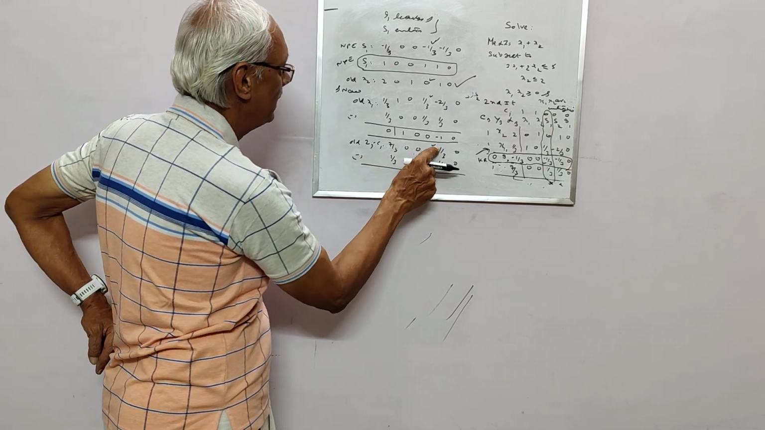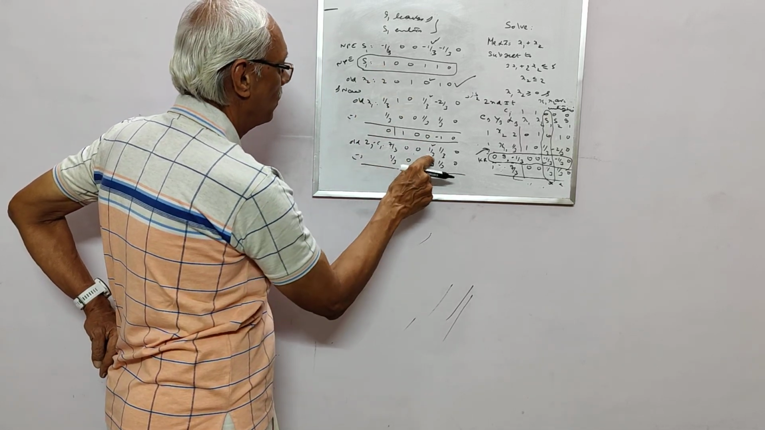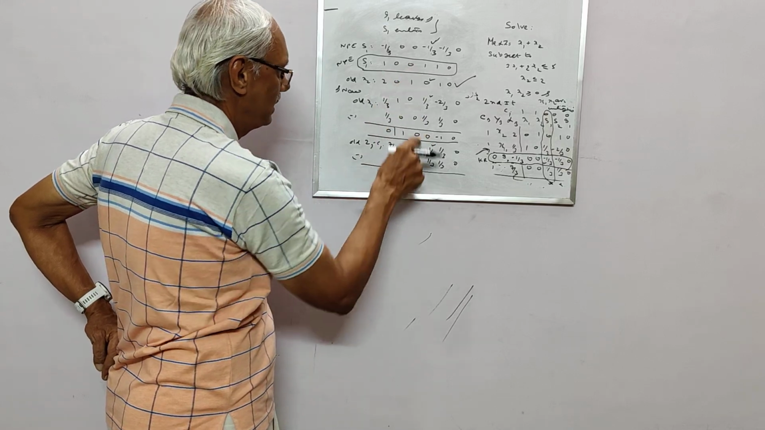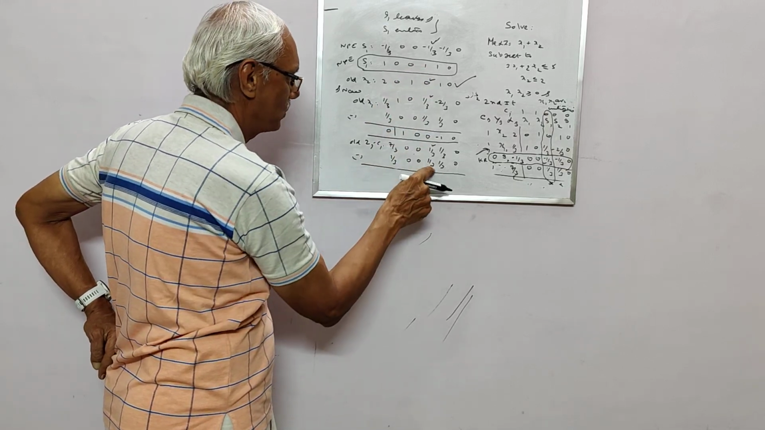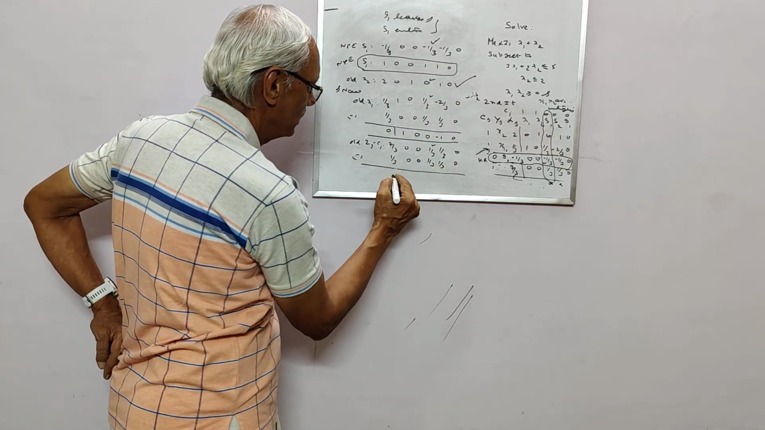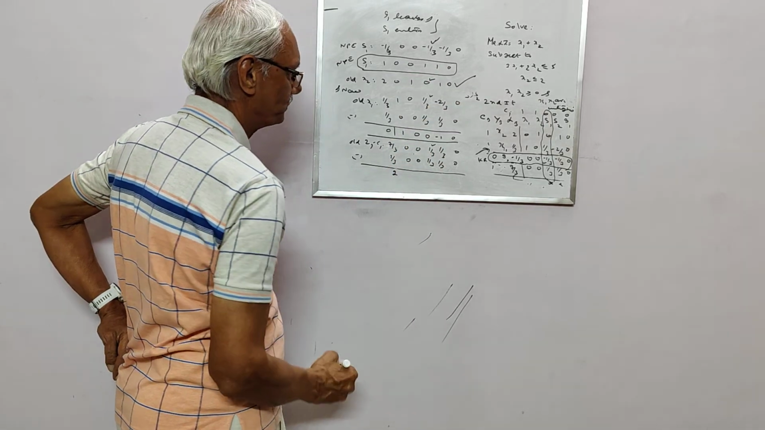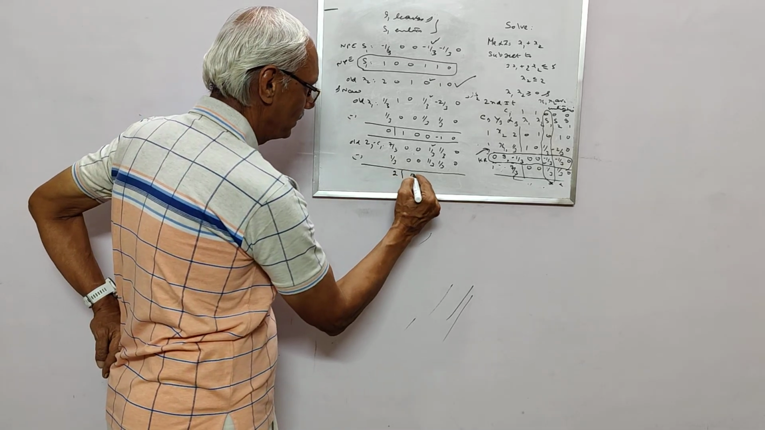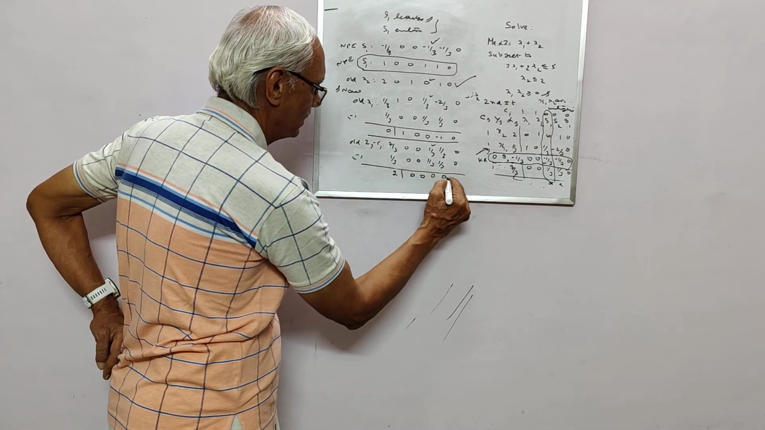See, 1 by 3 into 1, 1 by 3. 1 by 3 into 0, 1 by 3 into 0. 1 by 3 into 1 is 1 by 3. 1 by 3 is 7. Now you do the subtraction. It is 2. 0, 0, 0, 0, 0.